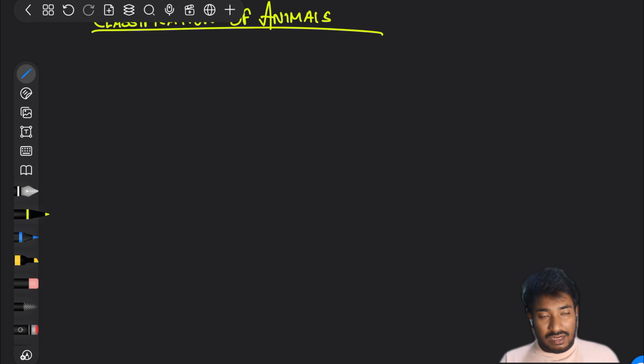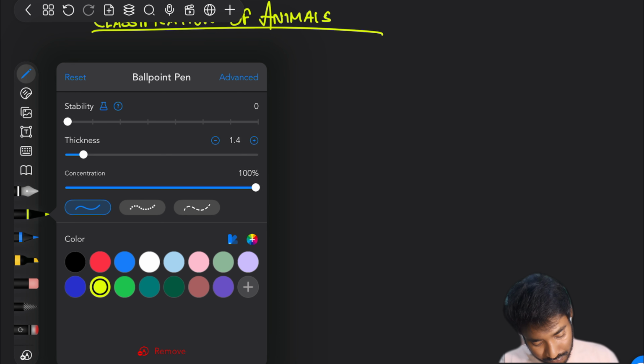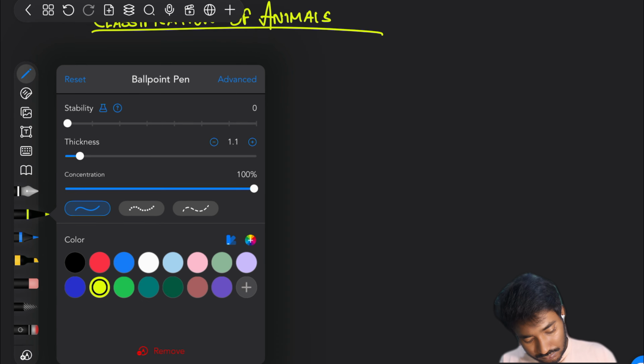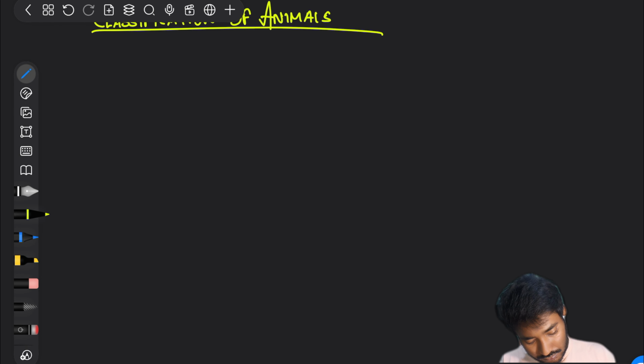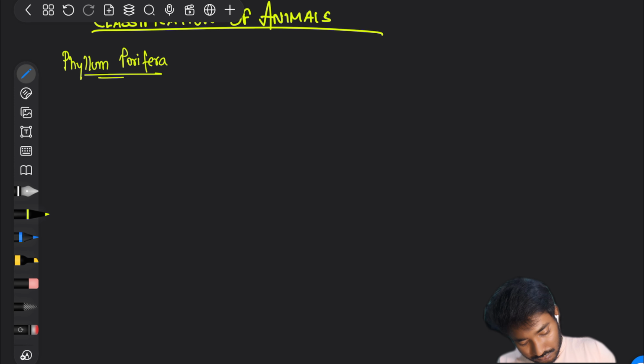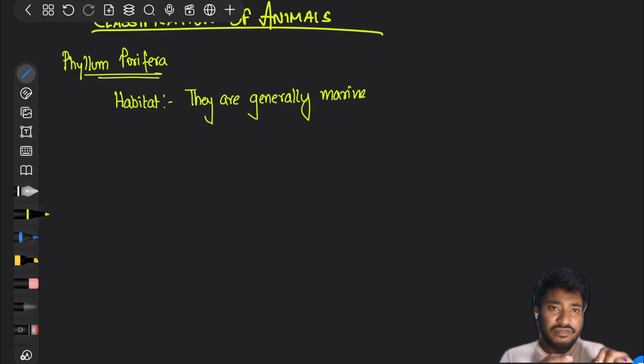Now, in the classification of animals, phylum Porifera. Phylum Porifera, its habitat: they are generally marine. Some are of fresh waters.